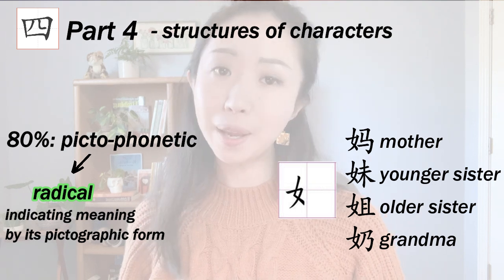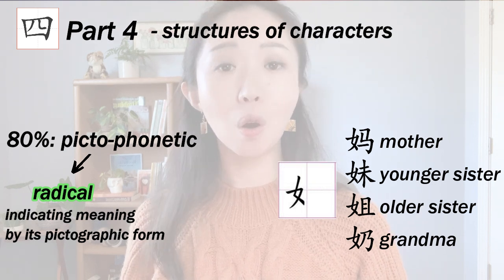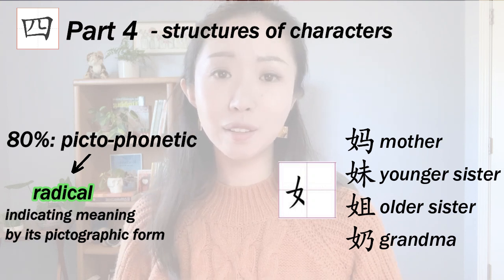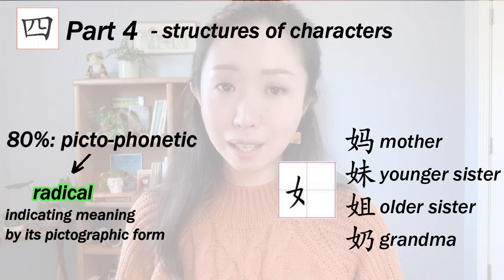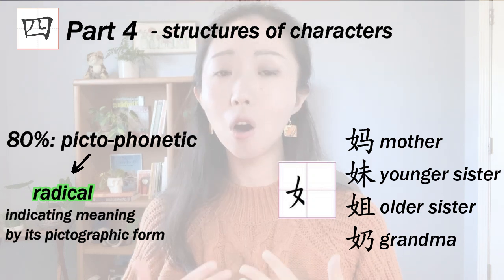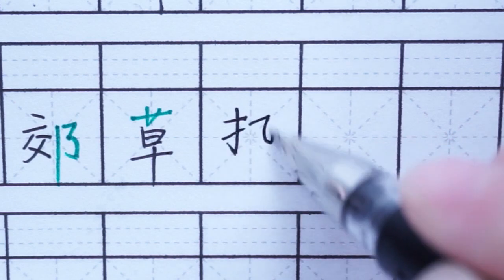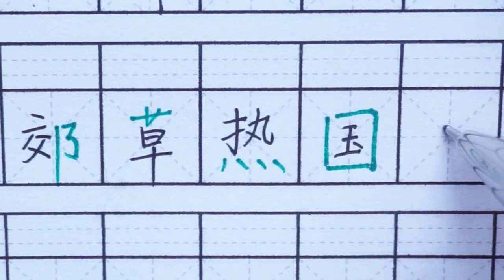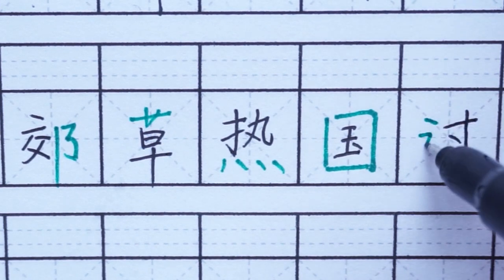First, the form and position of a radical always remains the same. We don't change it around. The female radical in these characters always remain on the left-hand side, and not all the radicals are on the left-hand side. Some radicals are on the right-hand side, on the top, at the bottom, or provide a frame outside the other component, or on the outside as a semi-enclosure.